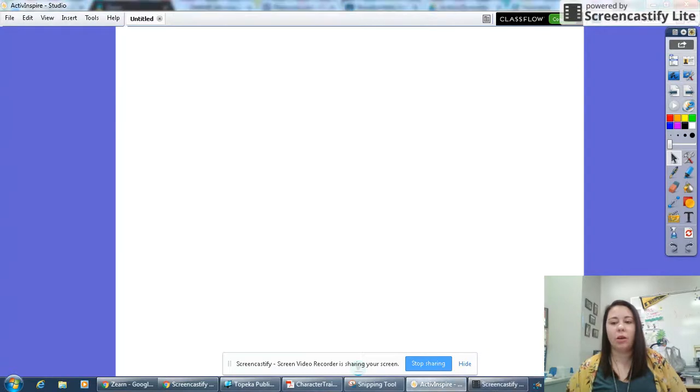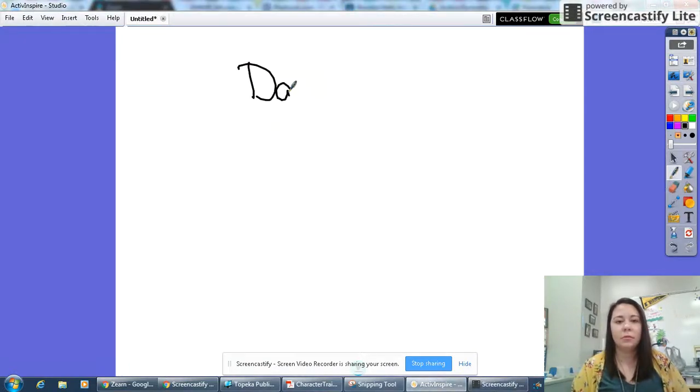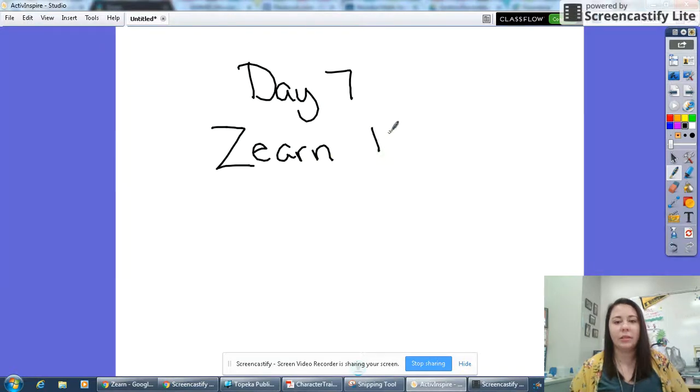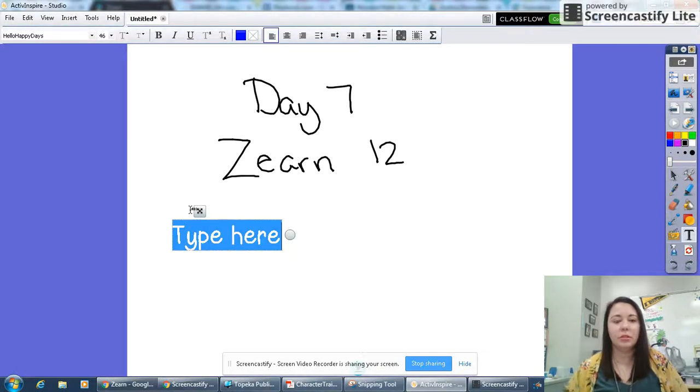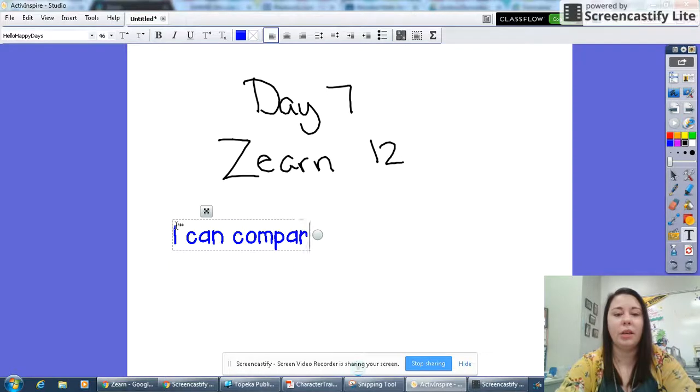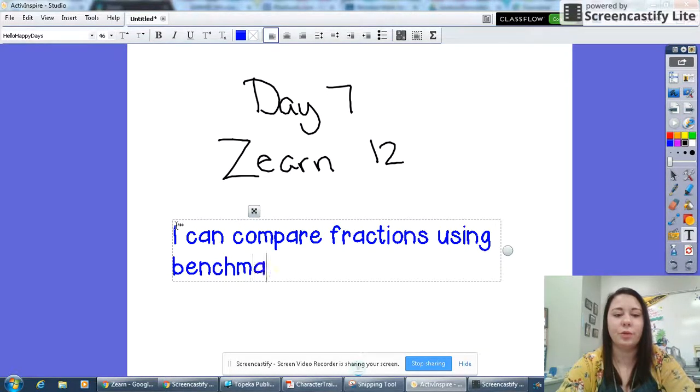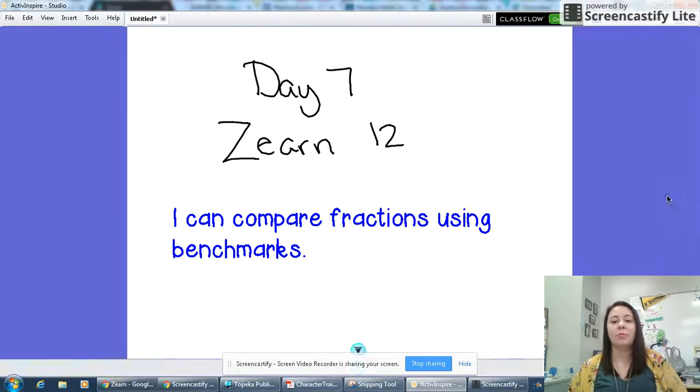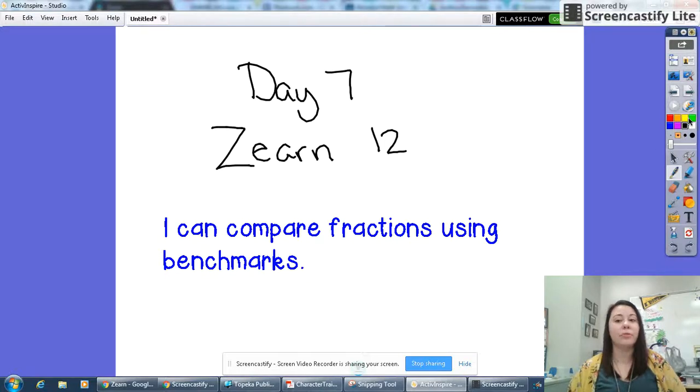Today we are working on day 7 and we will be using Zearn lesson 12. Okay, our I can for today is I can compare fractions using benchmarks. And we'll be talking a little bit more about what a benchmark is. When I'm talking about a benchmark, I'm talking about a benchmark fraction.